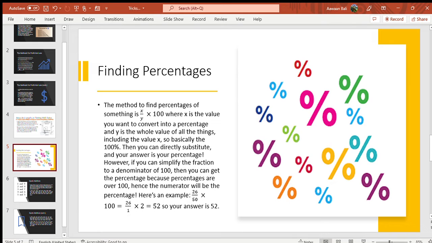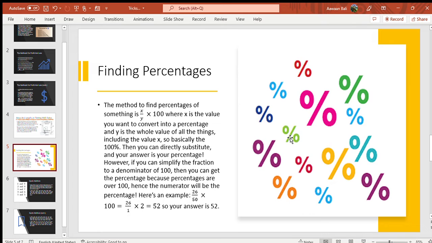So a better way is if you simplify your fraction to a denominator of 100, either by dividing or by multiplying. Simplify normally talks about dividing, but if you can make it to a denominator of 100, that also helps, because percentages are over 100. They'll have a denominator of 100. That's why the biggest percentage is 100% itself. That's 100 upon 100. And 52 upon 100 is 52%, and so on. So that means once you do this method, the numerator will be your percentage.